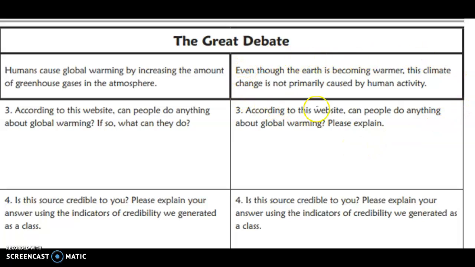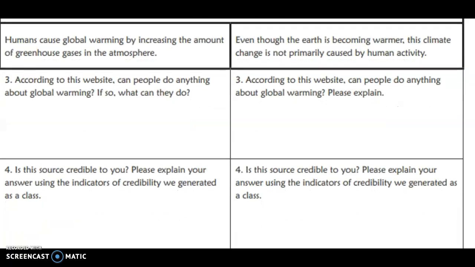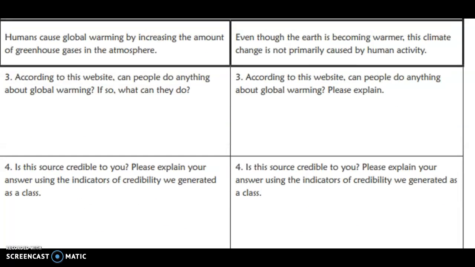The arguments are the same, okay, from the beginning of the great debate. This side, this perspective feels like humans are causing global warming. This side, they argue a different perspective. They say, no, it's not caused by us humans. It's caused by other factors, okay? And so then you're going to answer question number 4. Do you believe that this source is credible? Meaning it's reliable, okay?